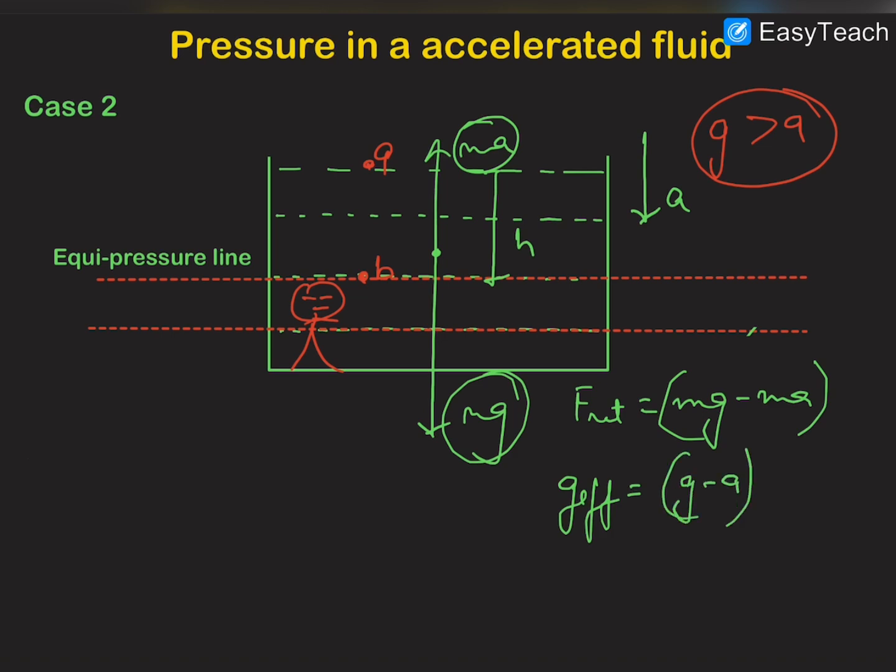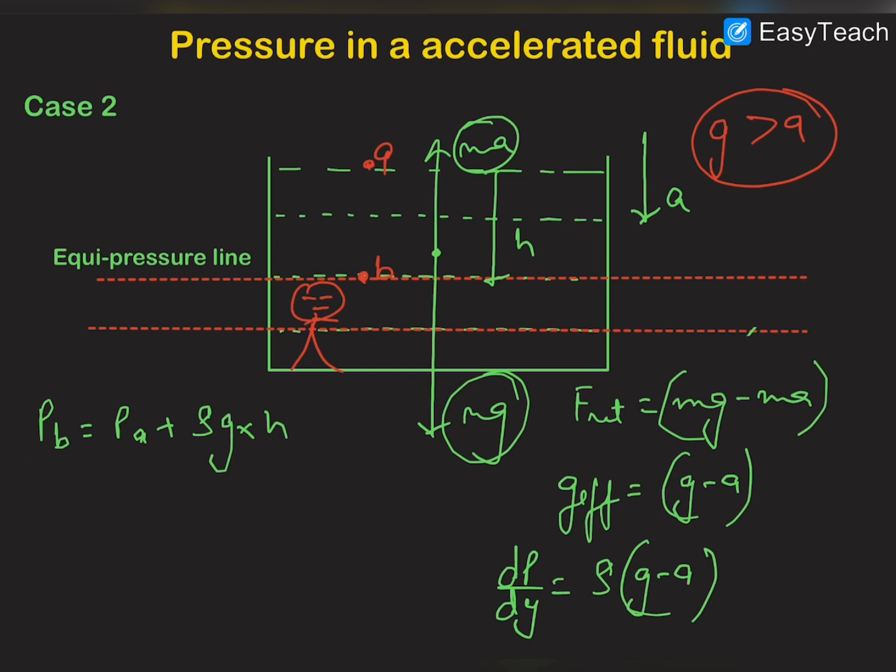So we can say that dP upon dy will be equal to rho g effective, which is g minus a. And hence if we compare two points, A and B, then we can say that pressure at B will be equal to pressure at A plus rho g into h. Now this g will be g effective, and g effective will be g minus a into h. So this will be the pressure variation.